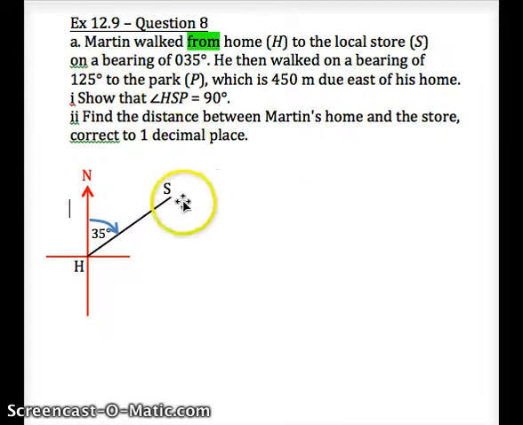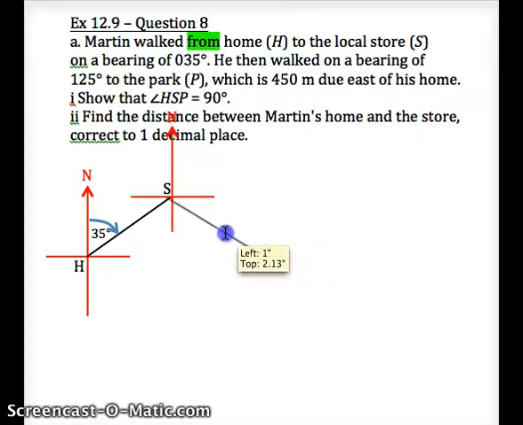Okay, from this position here from the local store, he then changes direction and walks on a bearing of 125 degrees to the park P. So because he's changed direction, we need another north sign so that he knows where he's going. Okay, so I'll put another north sign in there. He's then traveling on a bearing of 125 degrees. So we start from north, go clockwise, and 125 degrees will be, if I go this far, it's 90. And a little bit more gives me 125 degrees, so it'd be roughly down here. Now it says he walks on a bearing along here of 125 degrees to the park P.